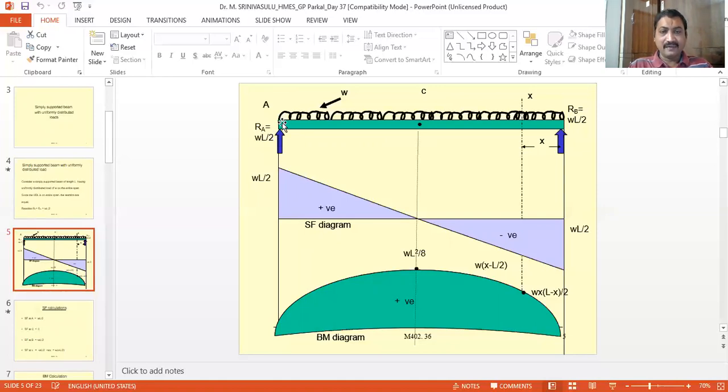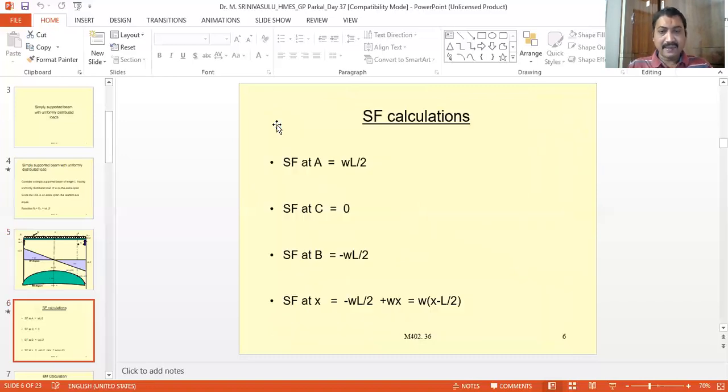If you draw a section to the left, a force of WL by 2 is acting upwards. So a force of WL by 2 acting upwards to the left of the section is nothing but a force acting downwards to the right of the section. So that is also positive. Therefore, the shear force at point A is equal to plus WL by 2. So the SF at A is equal to plus WL by 2.